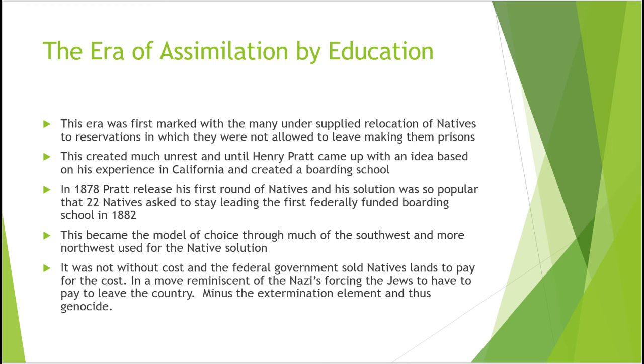Henry Pratt had experienced in California the education of natives. In 1878, he provided the first round of natives with a proper boarding school. This solution was so well liked that it led to federal funding in 1882. This became the choice model for how to solve the Indian problem through the Southwest and Northwest.